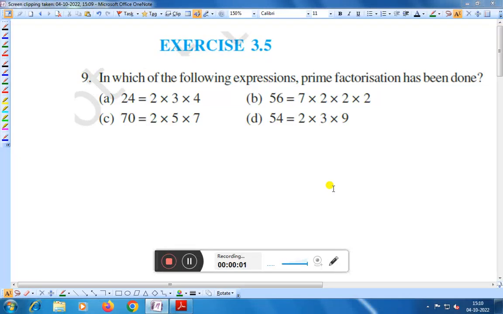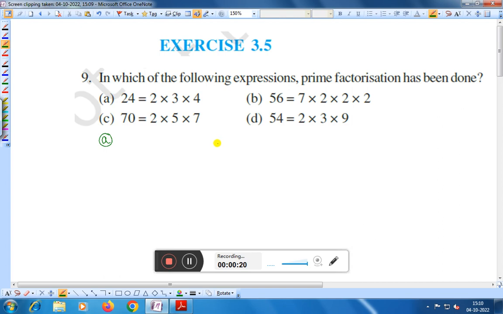Hello friends, today we shall discuss exercise 3.5 question number 9. In which of the following expressions has prime factorization been done? A is 24, right? If we do the prime factorization, what are we getting?